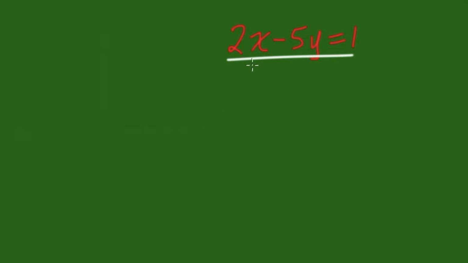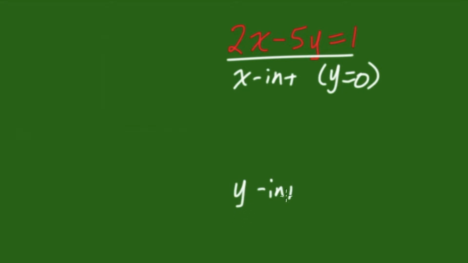We have 2x minus 5y equals 1, and we want to find the x and y intercepts of this equation. So the rule to find the x and y intercepts is to substitute 0 into whichever variable's intercept you're not trying to find. So if we are trying to find the x-intercept, we substitute in y equals 0. And if we're trying to find the y-intercept, we'll substitute in x equals 0.